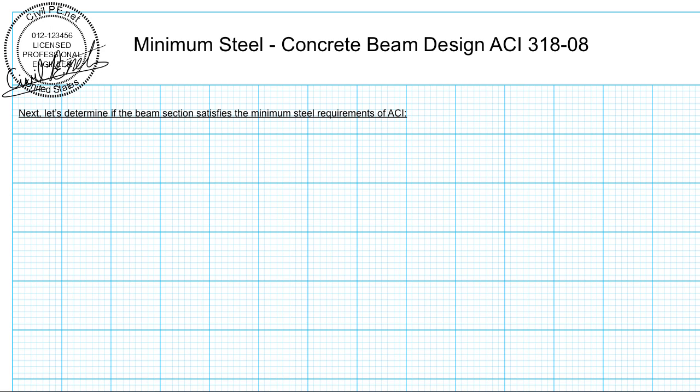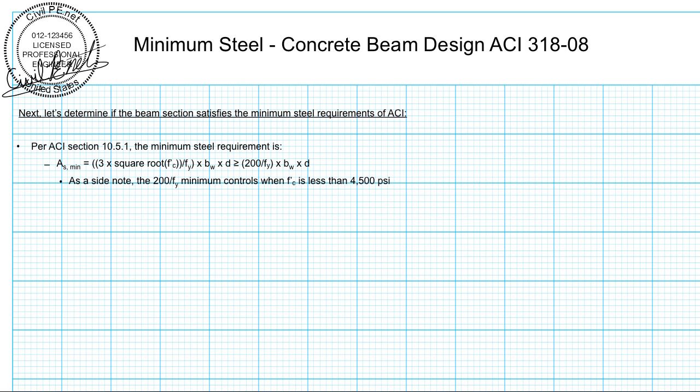So now let's determine if the section satisfies the minimum steel requirements of ACI. This is where this example is going to differ from the previous example. Per ACI section 10.5.1, the minimum steel is 3 times the square root of f prime c over f sub y times the width of the web times the depth, which has to be greater than or equal to 200 over f sub y times the width of the web times the depth. So for us, our minimum area of steel that we calculated comes out to 1.01 inches squared.